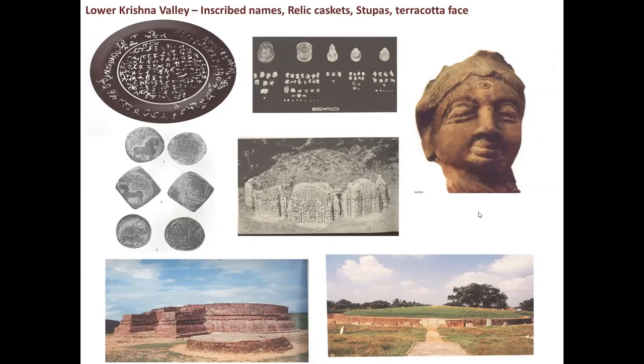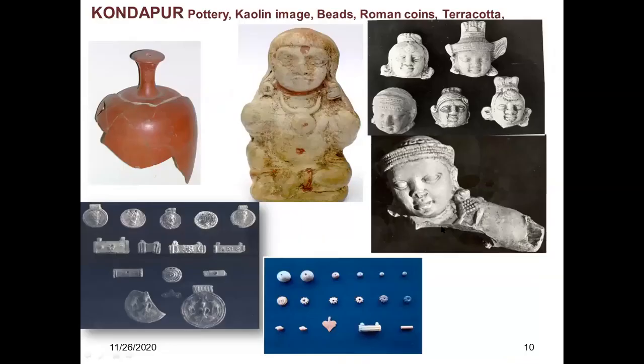And of course, I love these faces. All the places which I studied, this is the terracotta face from Vaddamanu. And then here's Kondapur. You have glazed red pottery and this fantastic Kushan image. I can't find out what her ethnicity would be. All decked up in jewelry. The Roman coins were used as jewelry as well, like amulets. And these wonderful smiling terracotta faces of women. Again, they are found in large numbers, and these beads.